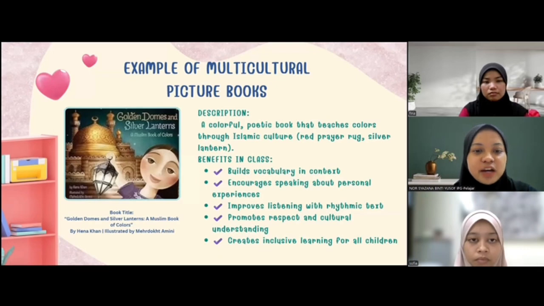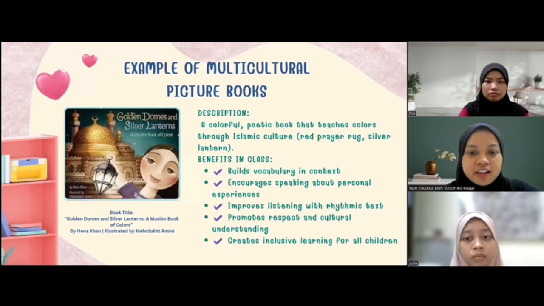One great example of a multicultural picture book is Golden Domes and Silver Lanterns, a Muslim book of color by Hannah Khan. This book introduced colors using elements of Islamic culture like a red prayer rug, a silver lantern, and a blue hijab. The text is short and poetic, and the illustrations are beautiful and meaningful.